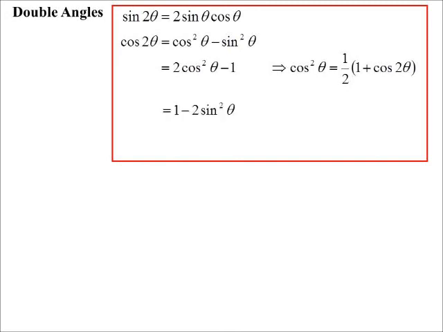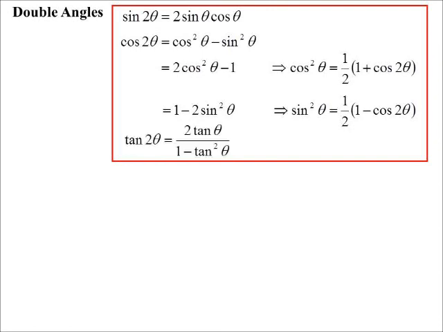It could also be 1 minus 2 sine squared theta. If I made sine squared the subject of that, we get a half of 1 minus cos 2 theta. So again, very similar, but remember, sine squared is associated with the negative, so we get a half of 1 minus cos 2 theta. The cos squared originally was positive, so we get 1 plus cos 2 theta. And tan 2 theta is 2 tan theta on 1 minus tan squared theta.